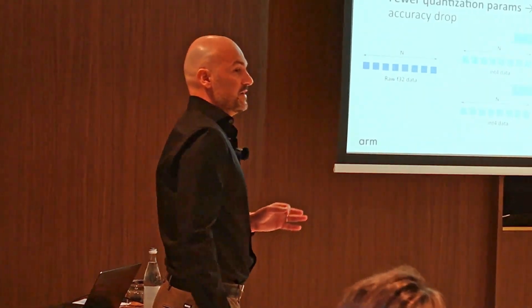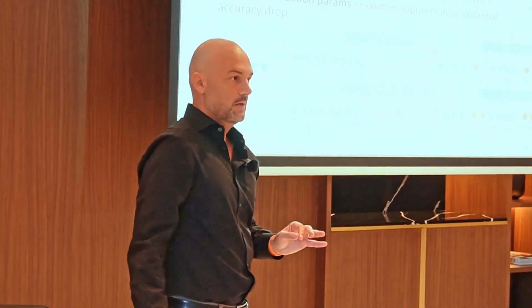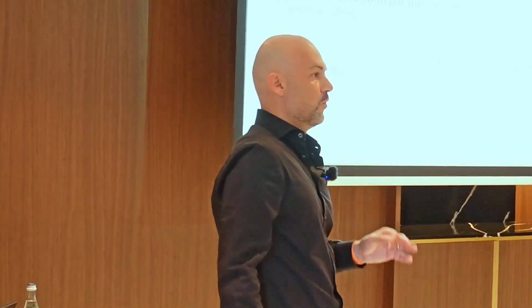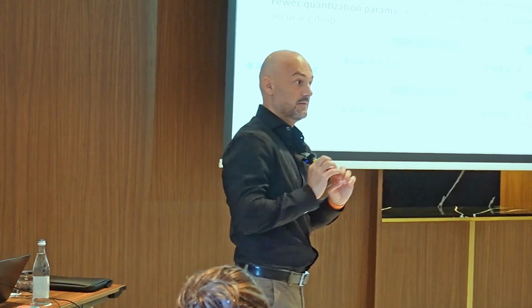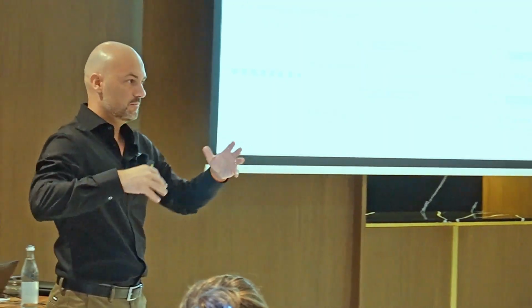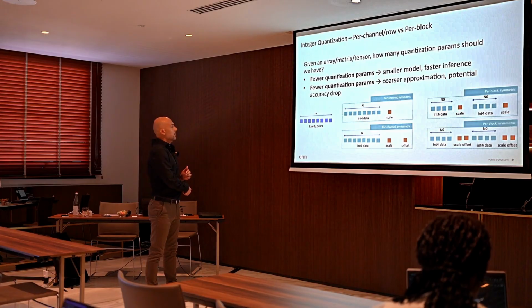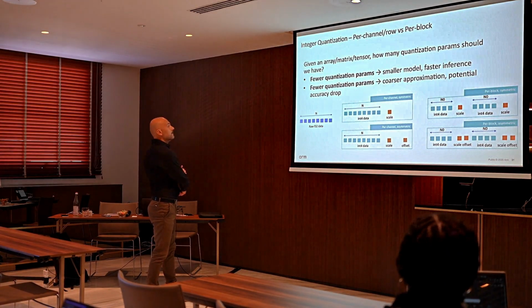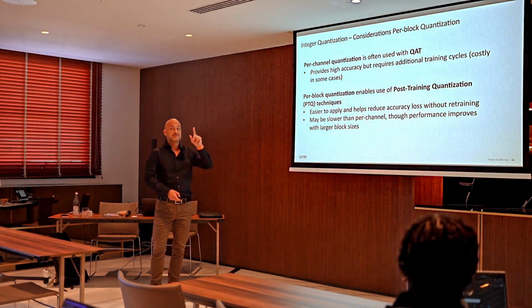Per block is nowadays very, very popular for LLMs, in particular when using integer 4. But if you want to see the best performance, in general, I'm not talking about a specific IP here, per channel is usually the best, okay? Because you have fewer scale, offset, multiplication, and addition.